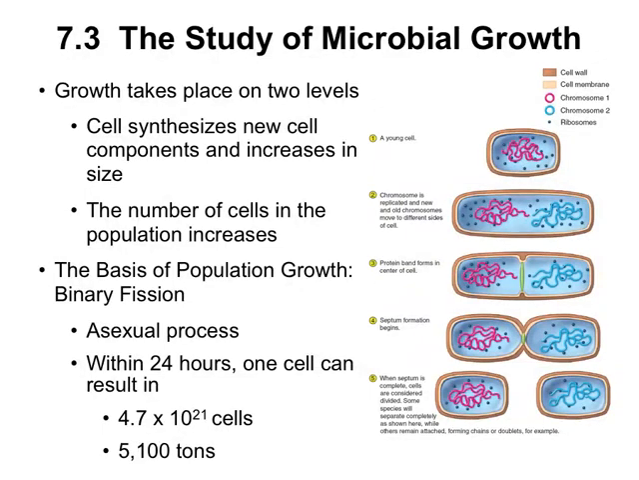So now we'll take a look into microbial growth. When microbes are provided with the nutrients and all the required environmental factors, then they'll become metabolically active and grow. Growth takes place on two different levels. Cells can either synthesize new cell components and increase in size, or the number of cells in the population increases. The way we get the number of cells in the population to increase is through the process of binary fission.